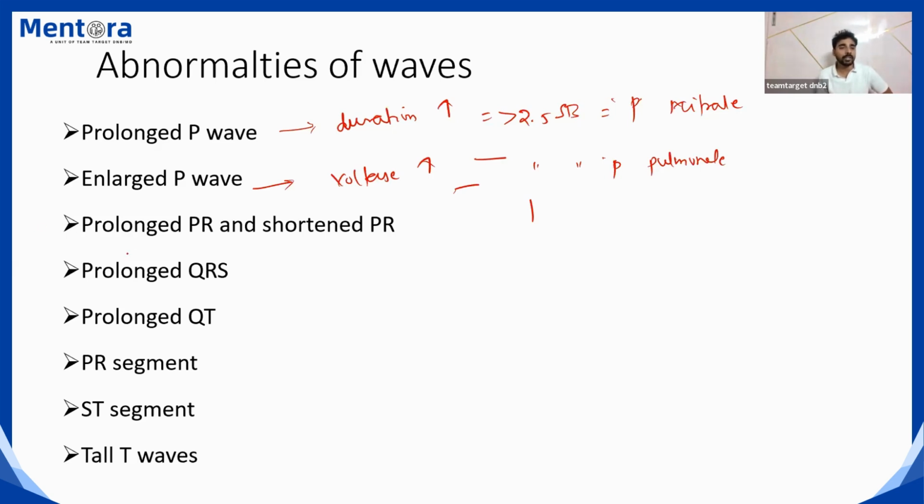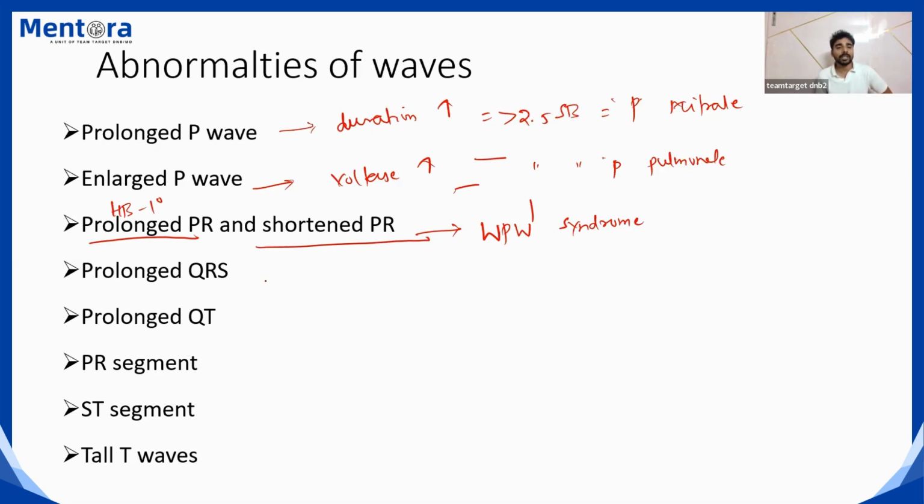And prolonged PR, as we discussed already: if the PR interval is prolonged, it means AV node conduction is delayed. That is called your first degree heart block. And shortened PR, very important here, you see in only one condition in your entire ECG, that is called WPW syndrome. We will discuss this.